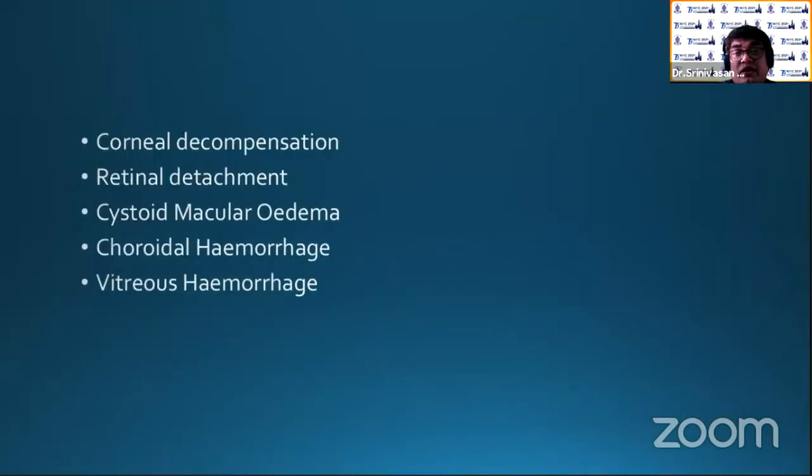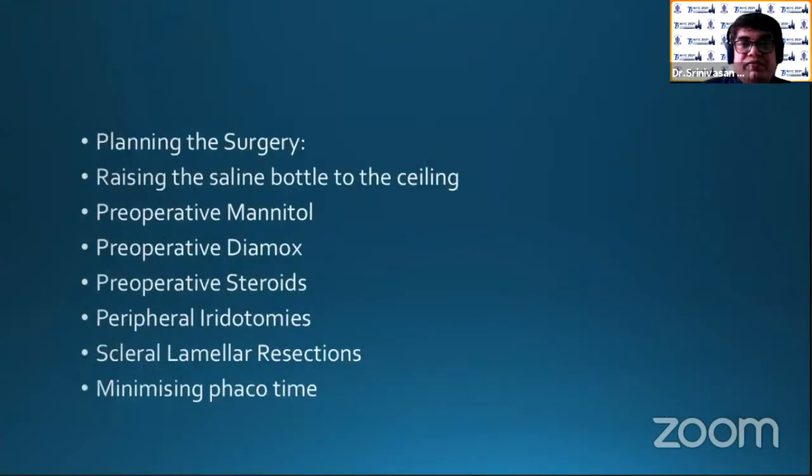Corneal decompensation is known to occur, and even intraoperatively, as we are operating in a small eye, keep this in mind and protect your cornea well with both cohesive and dispersive viscoelastic. Retinal detachment, cystoid macular edema, choroidal hemorrhage, and vitreous hemorrhage are other complications. So, with this surgery, planning the surgery is very essential. First and foremost, raise the saline bottle height to the ceiling.